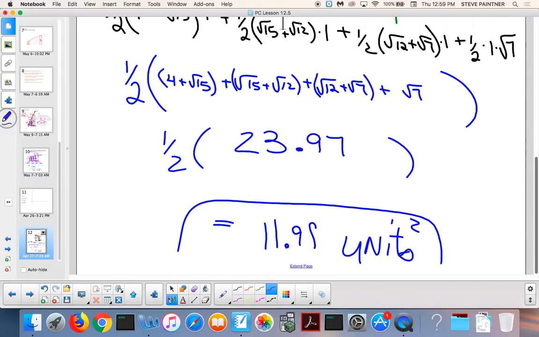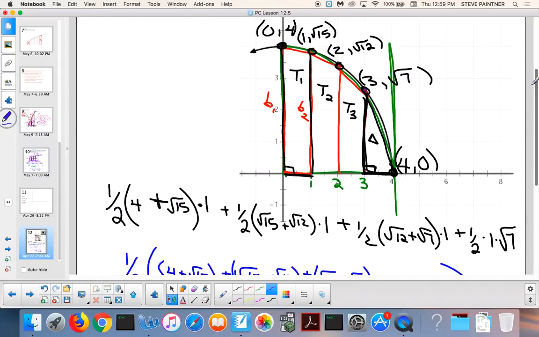9.8. Okay. 11.98. That's it. Now is that under the right answer or just a little above the right answer? Just a little below. It's a little under. We underestimated. If you look, we did underestimate. We did not account for this little tiny area up here, here, here.